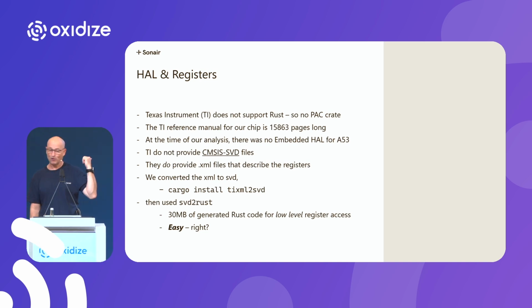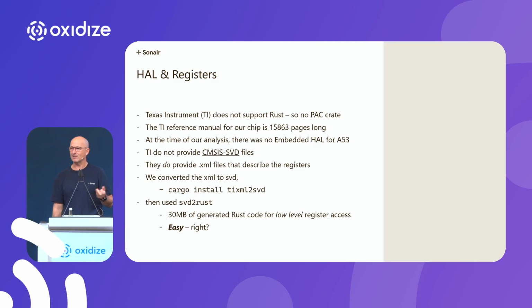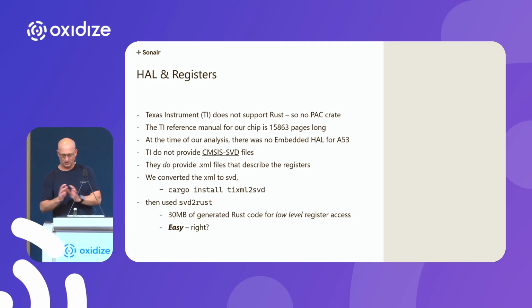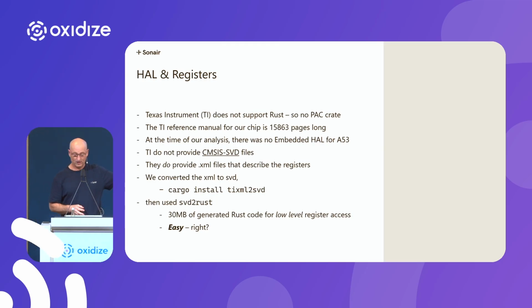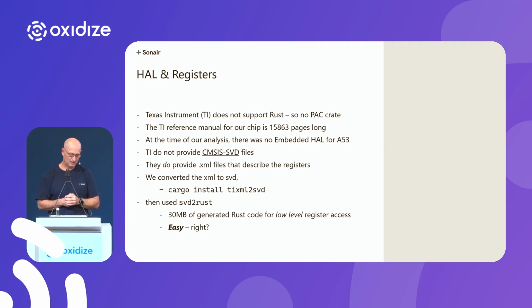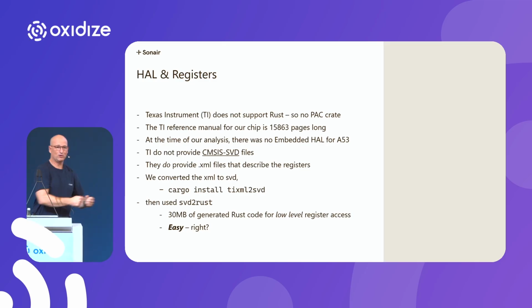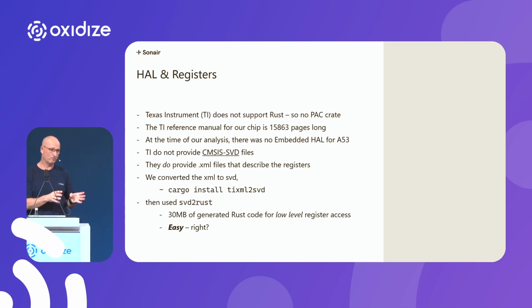The reference manual for that monster is 15,863 pages long. It actually has problems opening in Linux, so we created a dump that does not export the last 1,000 or 10,000 pages in order to be able to work with it. And at the time we started, there was no embedded HAL for A53. And they do not provide SVD files. They do provide XML files. And Endre found a crate that can convert the XML to SVD, and then we put that SVD into Rust. And then we have 30 megabytes of generated code. That's just to get to the peripherals. That's 30 megabytes of Rust code.